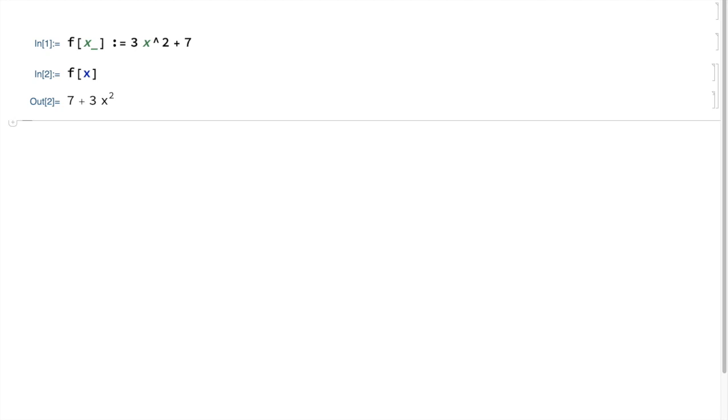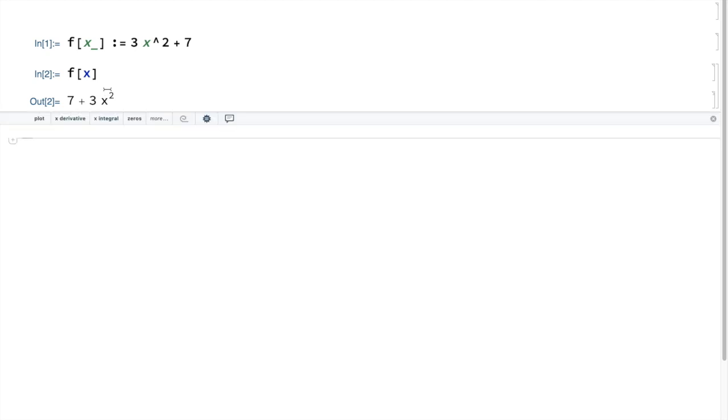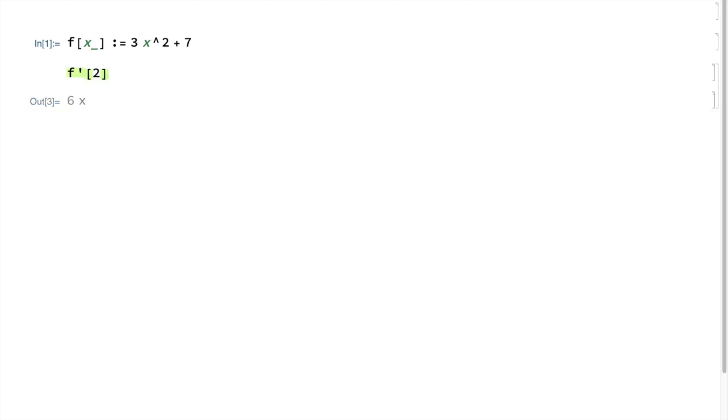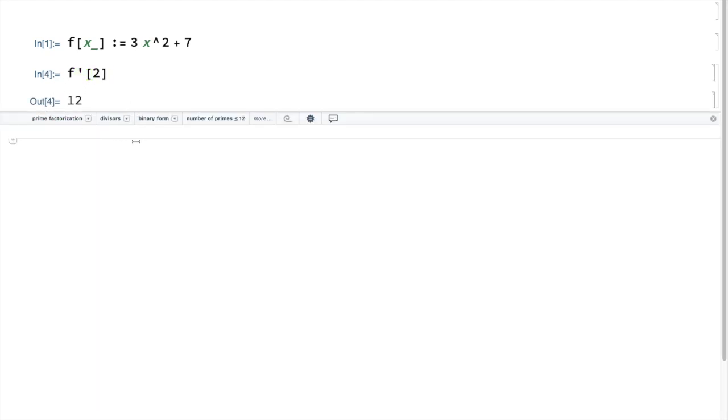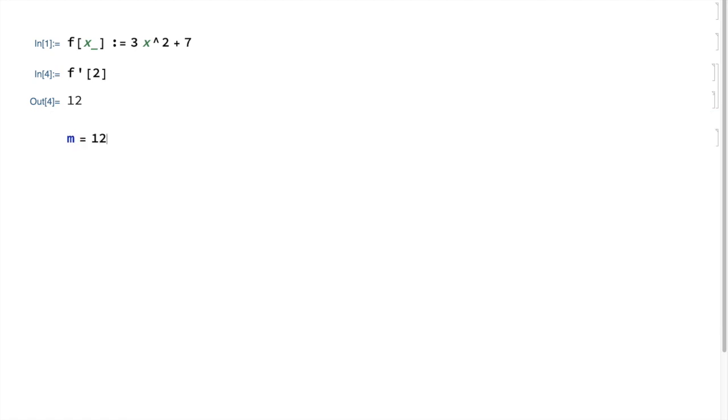Now if I type in f of x, I'm going to get 3x squared plus 7. The derivative means you bring the 2 down, and then it's 3 times 2 times x. Mathematica is pretty nice because you can just put a little prime there, and it'll do it for you. So the derivative of 3x squared plus 7 is just 6x. Then all I need to do is evaluate this at 2. So I plug in a 2 right here, and I should get 12. There you go. So that means that my slope is equal to 12.